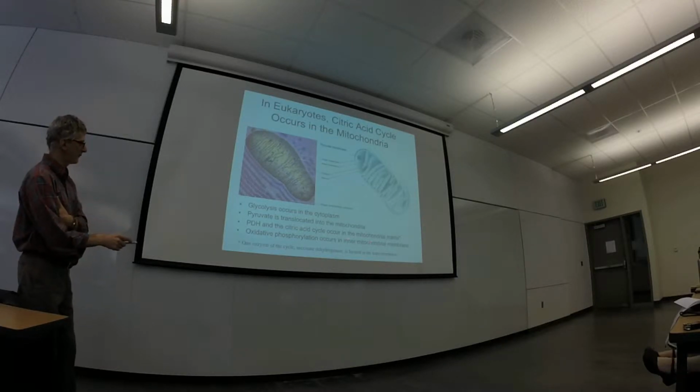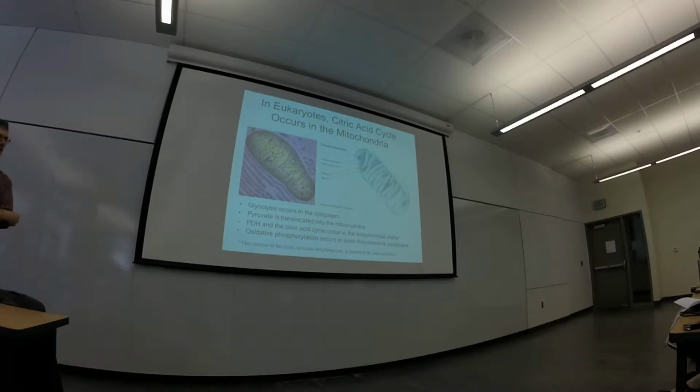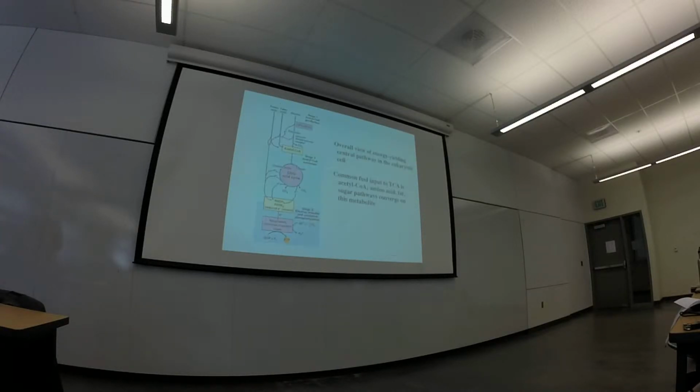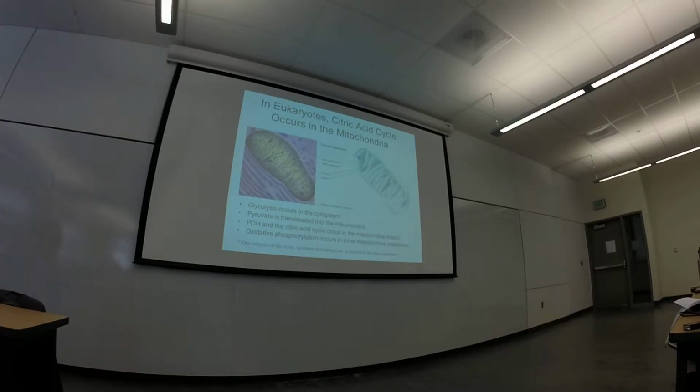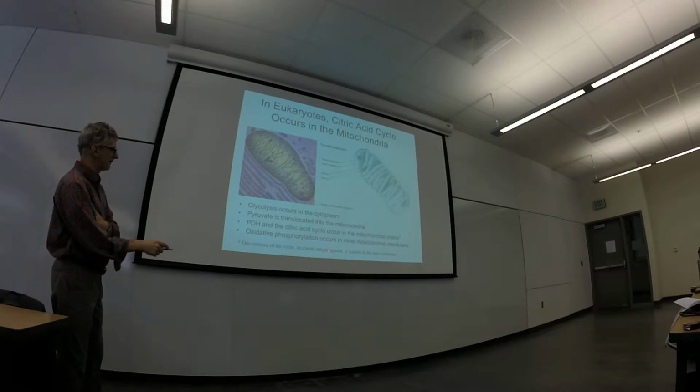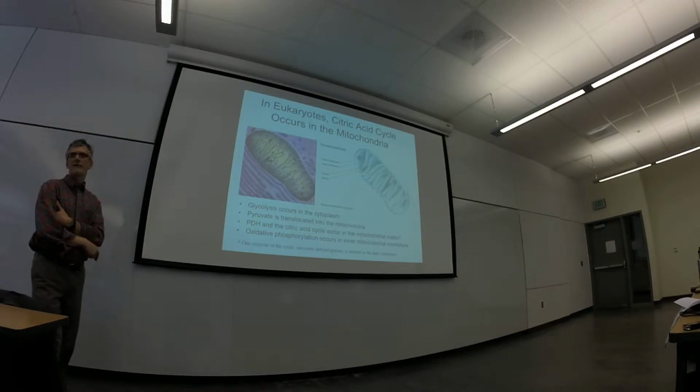And oxidative phosphorylation occurs in the inner mitochondrial membrane. So oxidative phosphorylation is this step here. This is phosphorylation of ADP. Oxidative, meaning through redox reactions. And so this electron transfer chain is in the inner mitochondrial membrane. One enzyme of the TCA cycle is also in the inner mitochondrial membrane.